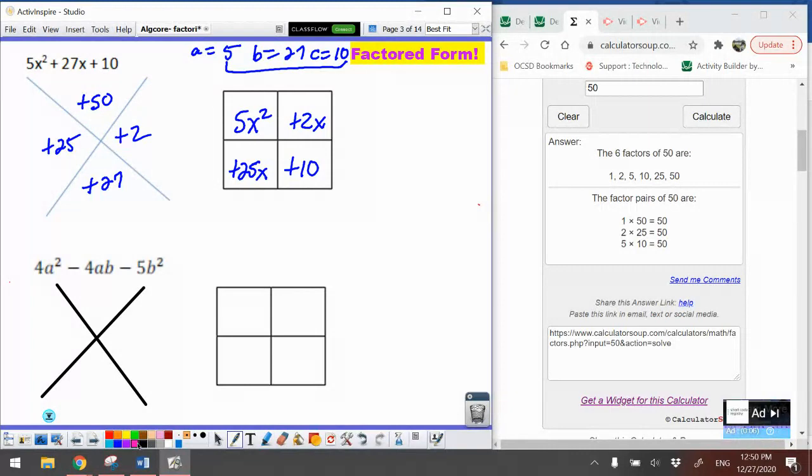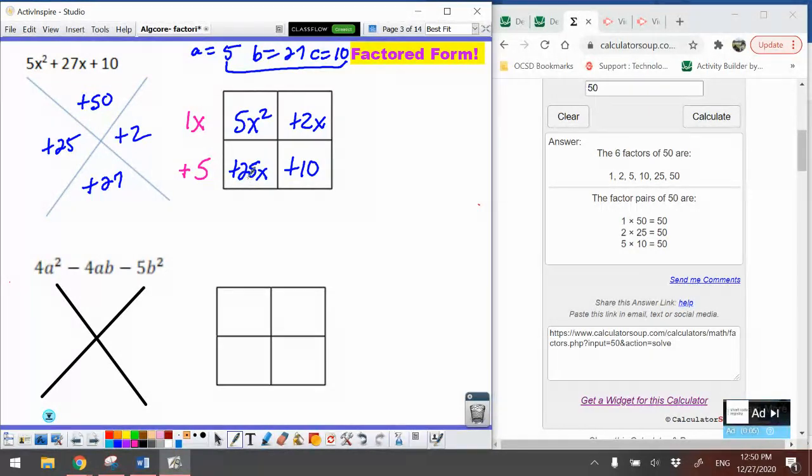So let's take a look at 25 and 10. Well, I can't take out a 10. But I know that 10 and 25 are both divisible by 5. So that's going to be a positive 5. Now here I have 5 and 2. They're prime. And 2 doesn't go into 5. So that's just going to be an x. That's a 1x. What about 5 and 25?